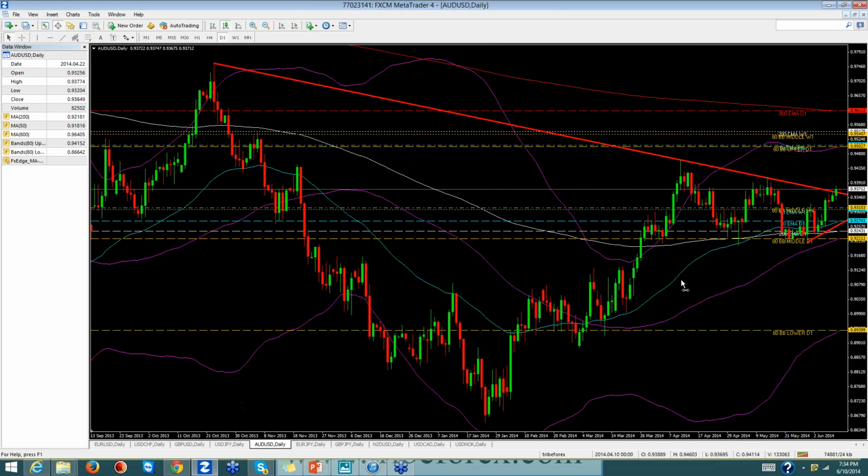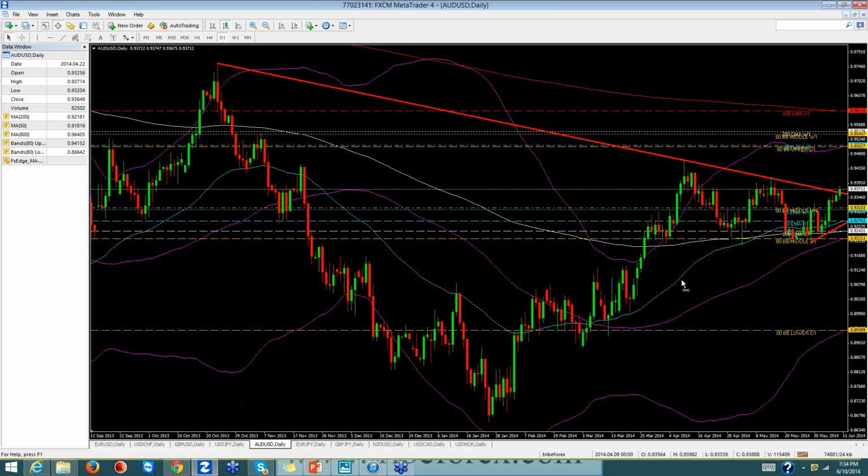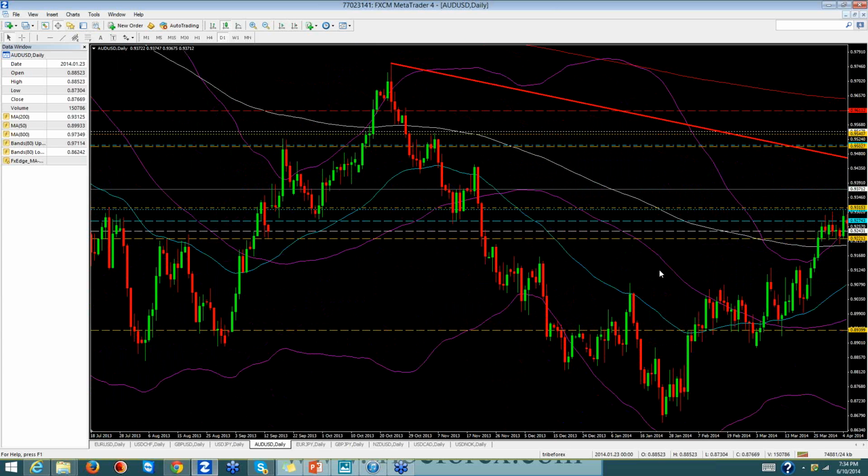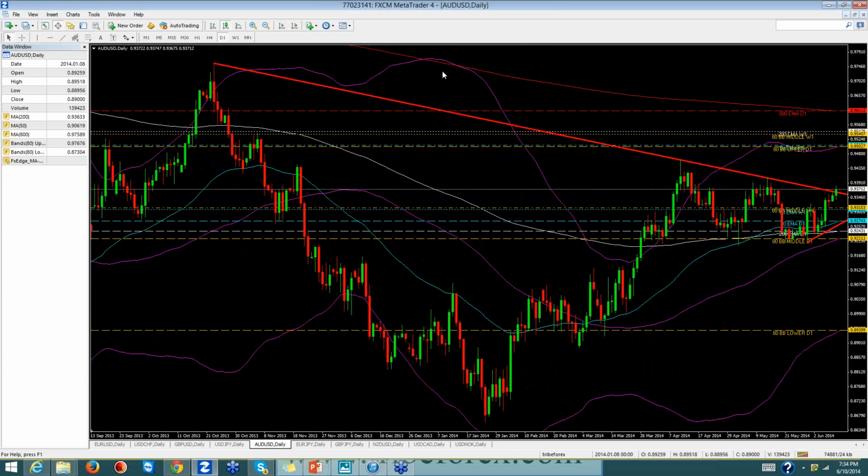All right, so the Aussie dollar actually looks like it's breaking out of its trend line here, this zone that it's been in.